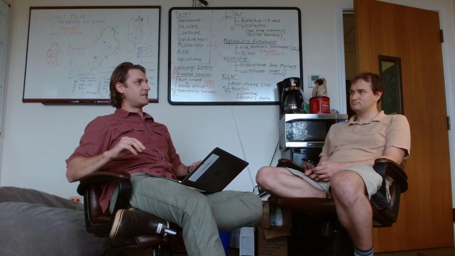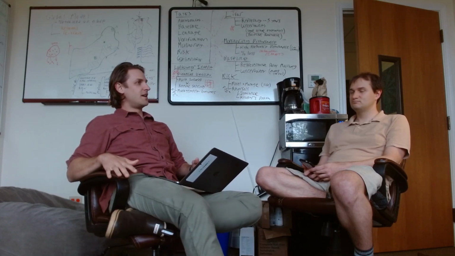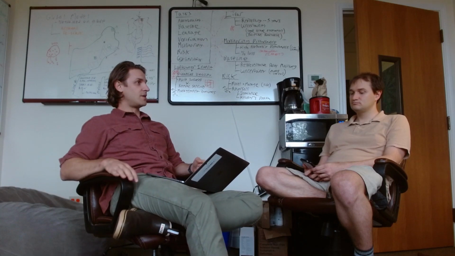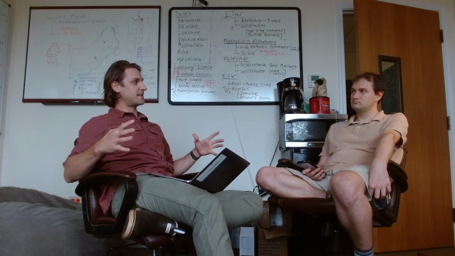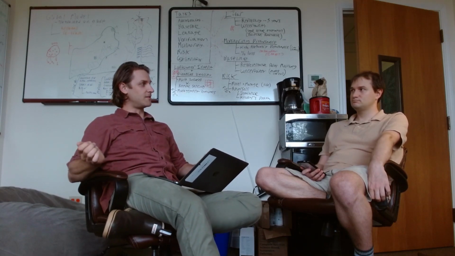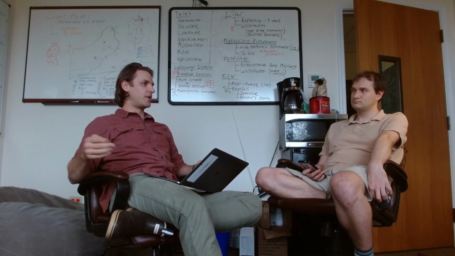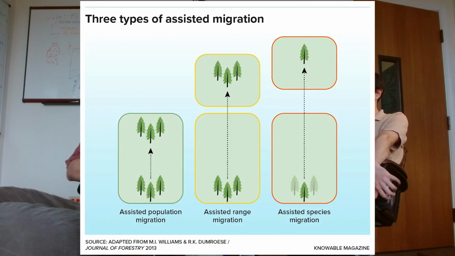Then there's different types of assisted migration. So there's population migration. If you imagine a distribution of plants, for example, let's think of red maple. It has a really large distribution in the eastern U.S., from Florida all the way up to Maine, into Canada. So you can take individuals from the southern portion of that range, say Florida, and move them north to New York or Maine, wherever, and you're moving individuals of one subpopulation into a new subpopulation of that species. So that's assisted population migration.